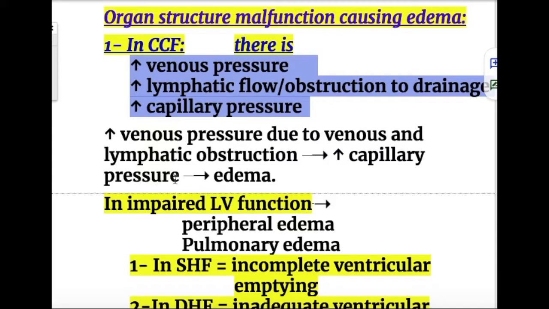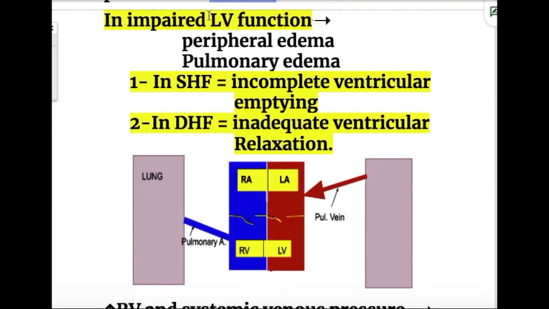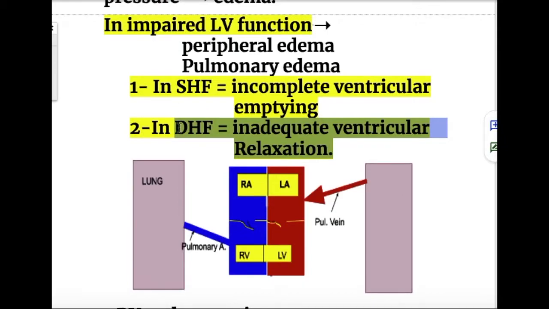That causes edema. So what happens in impaired left ventricular function? There may occur peripheral edema or pulmonary edema. How does it occur? Let's discuss this. In systolic heart failure, there is incomplete ventricular emptying, and in diastolic heart failure, there is inadequate ventricular relaxation. In both types of systolic and diastolic heart failure, there is a pressure overload on the right ventricle.